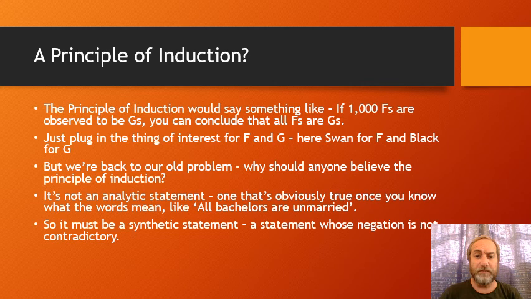So statements like "all bachelors are unmarried," we know that's true just by looking at it if we know what bachelor means and what unmarried means, right? Because bachelor means unmarried man. So it's contained in the concept of bachelor that they're unmarried. So we don't even have to go around and survey bachelors and ask them if they're married or not. We know just from the meanings of the words that that is true. So that's an analytic statement.